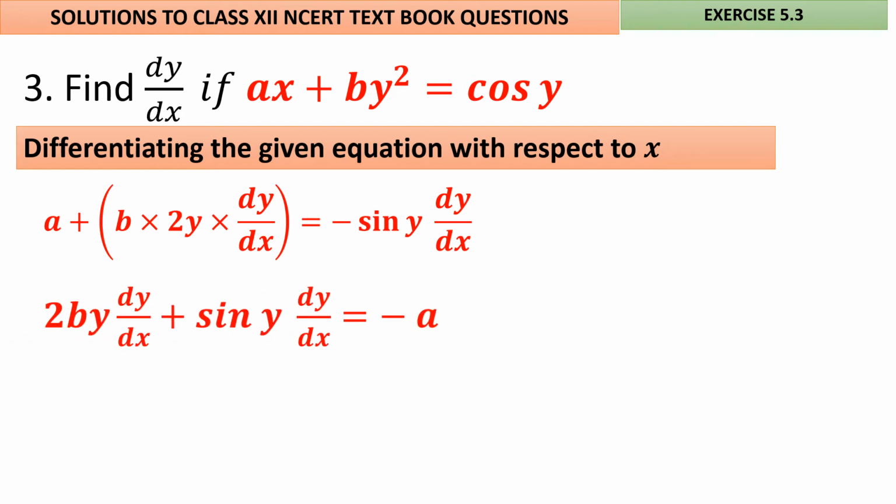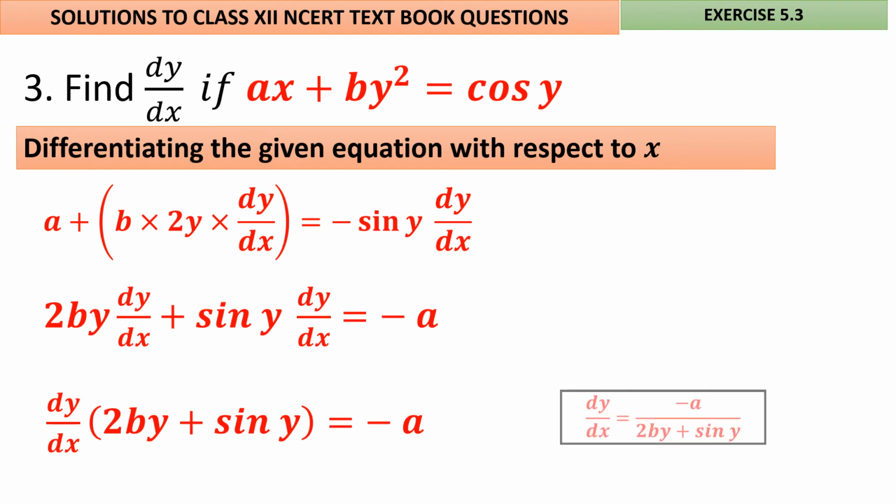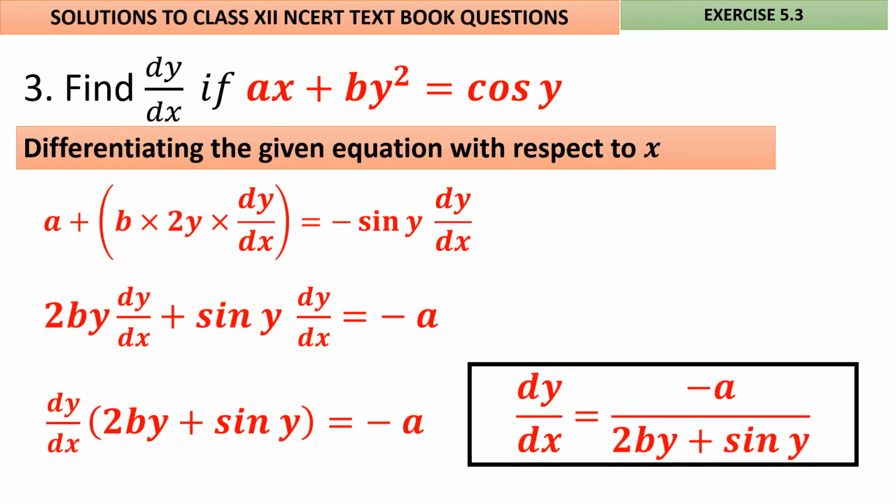Let us try to collect all dy by dx terms to one side. 2by dy by dx plus sin y into dy by dx is equal to minus a. Take dy by dx outside. dy by dx times 2by plus sin y is equal to minus a. Now you can express dy by dx as minus a upon 2by plus sin y. Dy by dx is expressed in terms of y alone here. It is an implicit function.